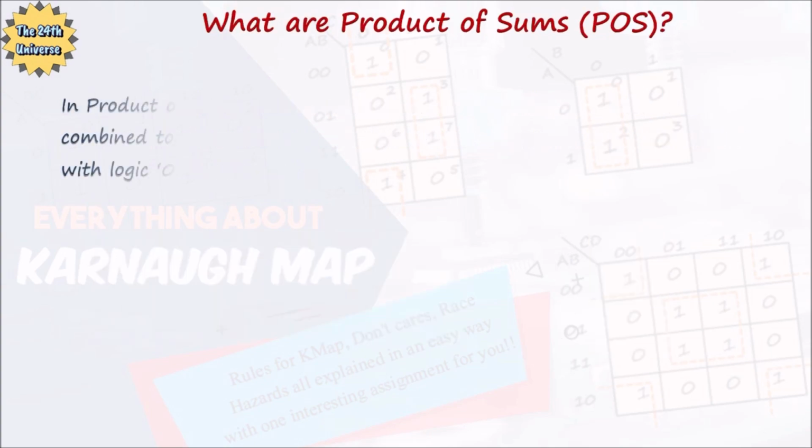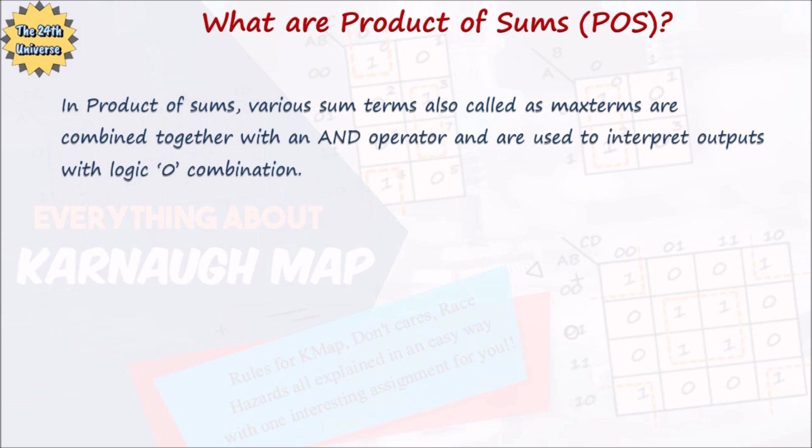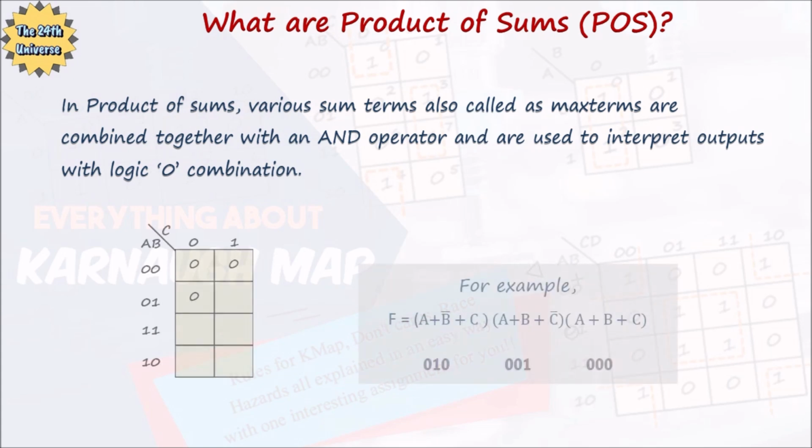Product of sum, that is POS. In product of sums, various sum terms, also called the maxterms, are combined together with an AND operation and are used to interpret outputs with logic 0 combination. Example: let us represent the POS function with capital F. In this, A plus B bar plus C is 010, A plus B plus C bar is 001, and A plus B plus C is 000.